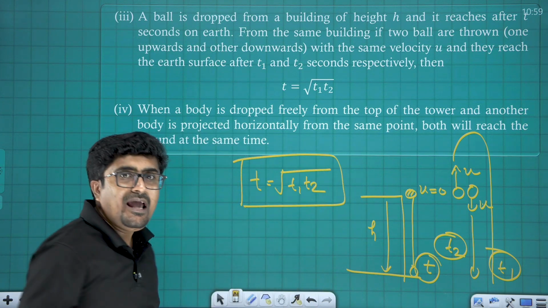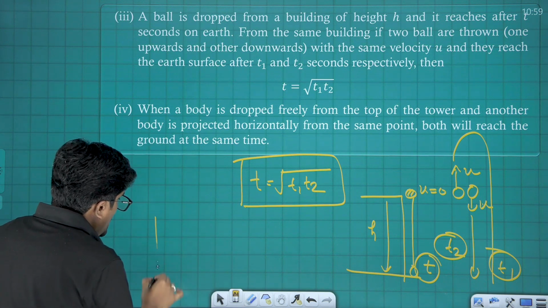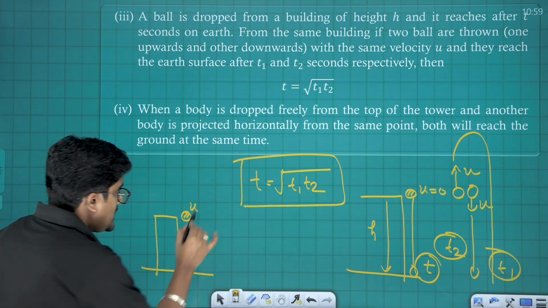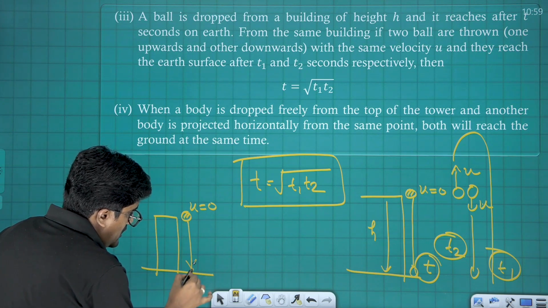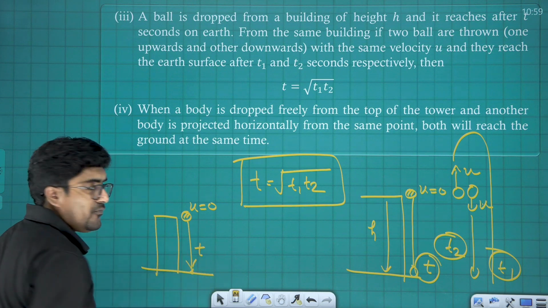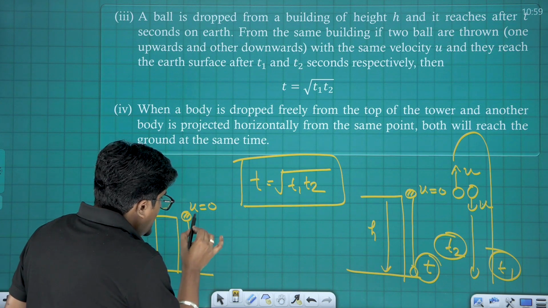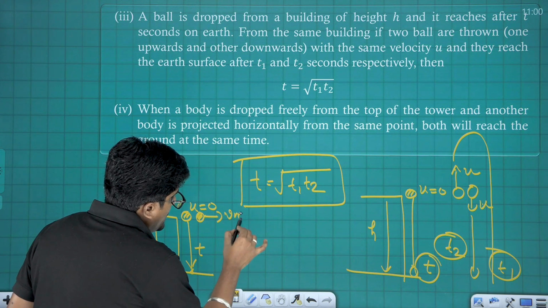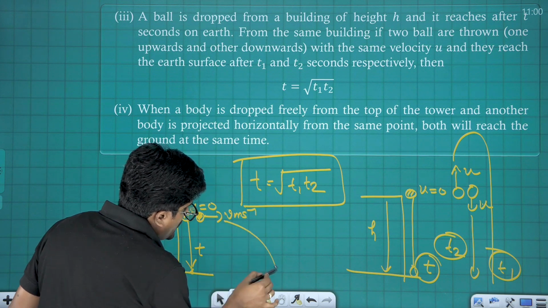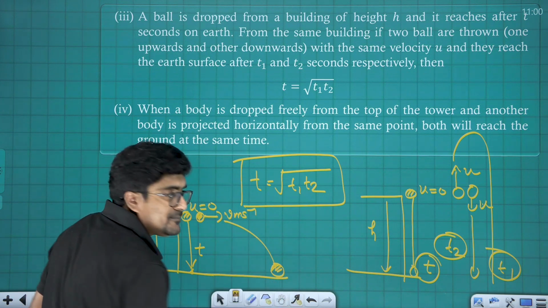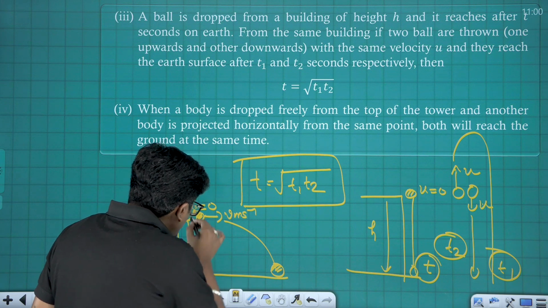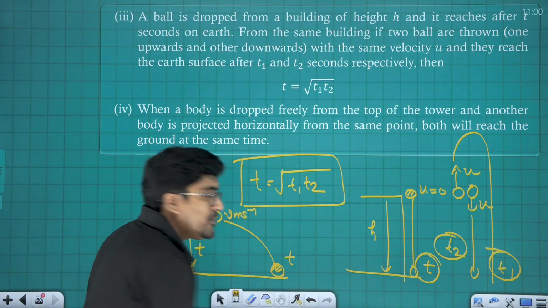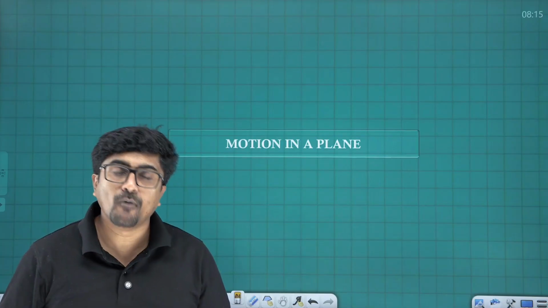And the last point here is, if I drop a body from here, that is u equal to 0, it will reach to the bottom within a time of say small letter t. And if I throw a body horizontally like this with a speed of v meter per second, the body is going to follow a path like this and it will reach here. The interesting part is, if the time taken by the body to reach from here to here is t, then here also the time is going to be what? Small letter t.